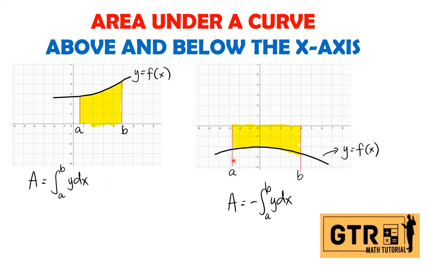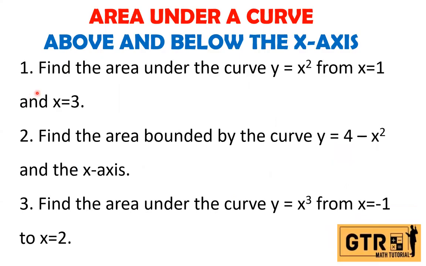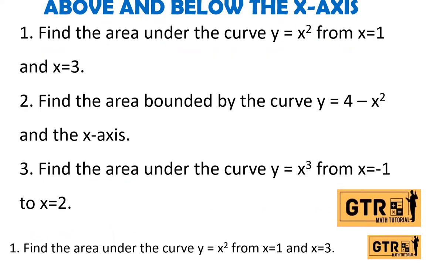Okay, so here are our examples. I have 3 examples, so try to answer first. Number 1, find the area under the curve y equals x squared from x equals 1 to x equals 3. Number 2, find the area bounded by the curve y equals 4 minus x squared and the x-axis. And number 3, find the area under the curve y equals x cubed from x equals negative 1 to x equals 2. Okay, so let's solve number 1.